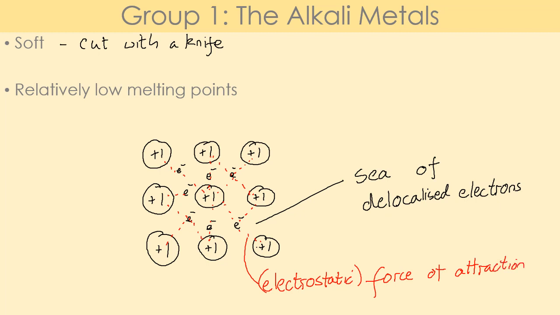Now, because we only have one electron and one ion, our ratio is 1 to 1, and 1 plus ion, the attraction is relatively weak. It's weak compared to other metals, which is why they have relatively low melting points. They are soft as well, so we can break that force of attraction relatively easily with a knife. They're soft and have relatively low melting points.